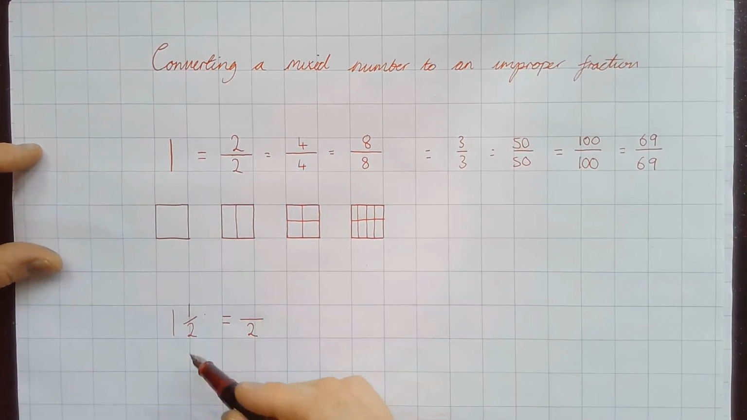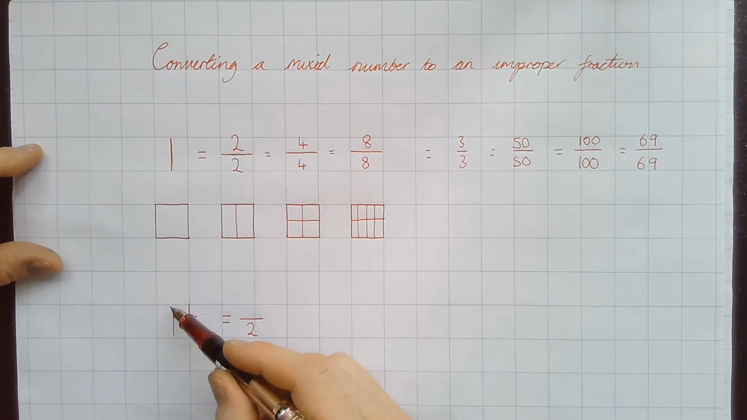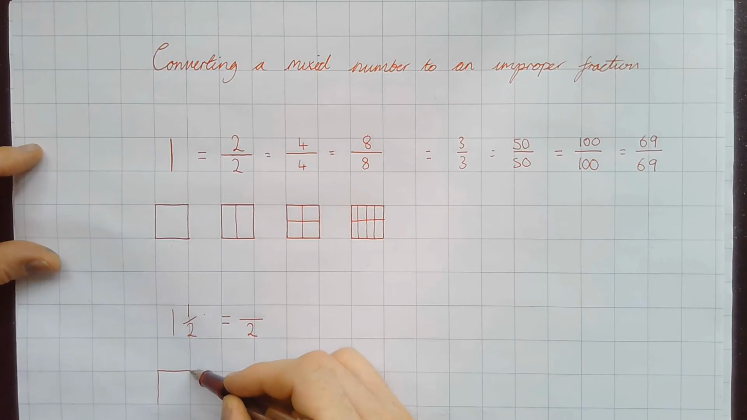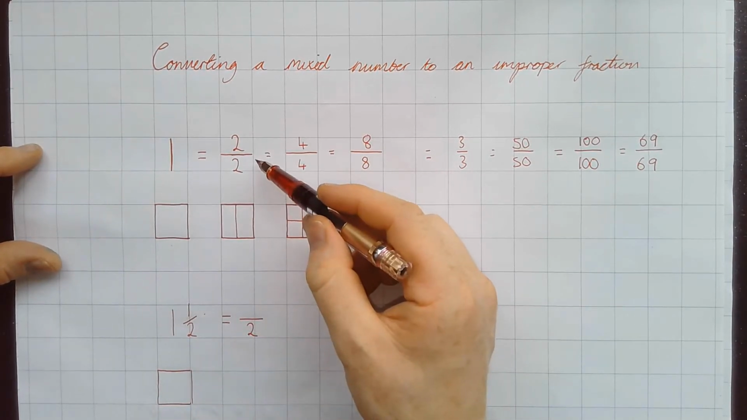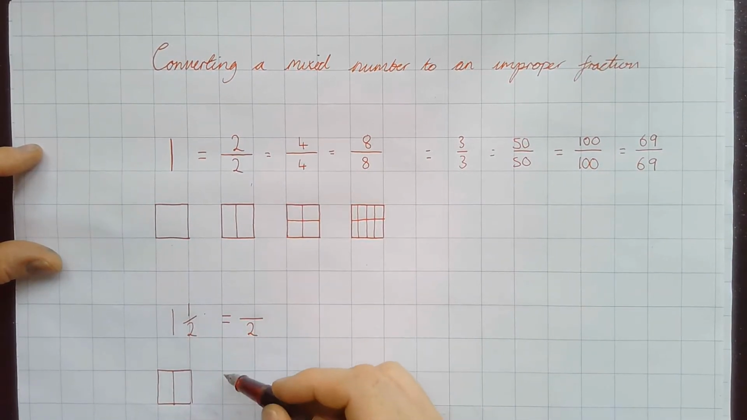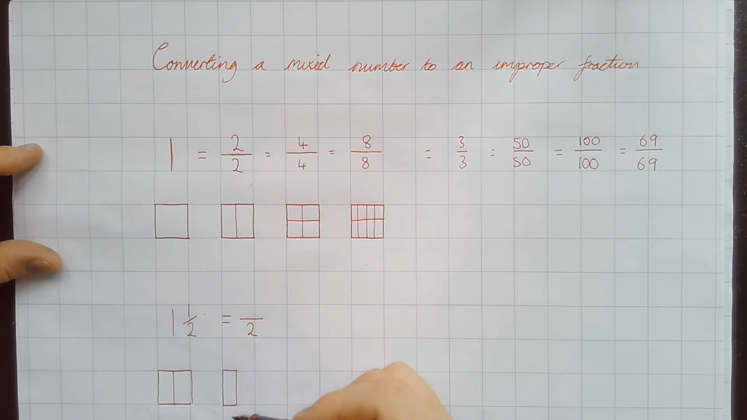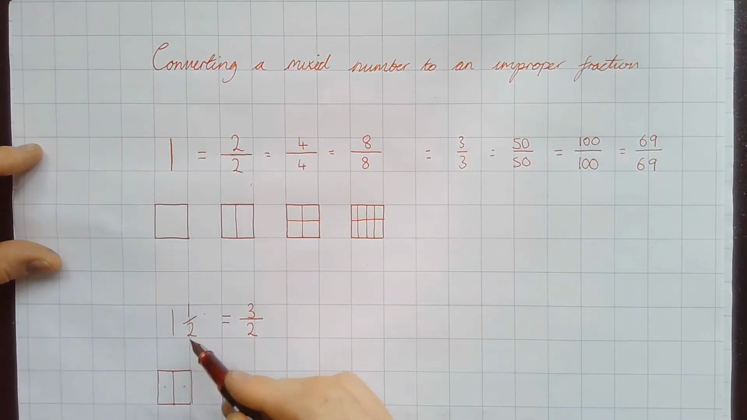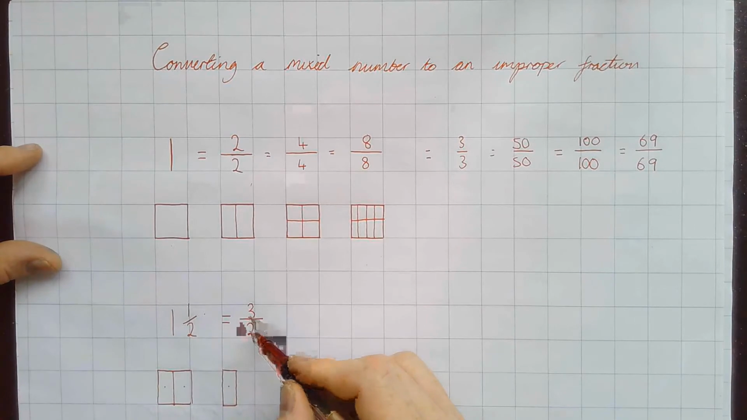So what we want to know is how many halves are in 1 1/2. So let's draw to have a look. So here is my whole. And from here we knew that 2 halves make a whole. So here we have 2 halves, and then we also have 1 half. So how many halves do we have altogether? 1, 2, 3. So 1 1/2 is equal to 3 halves.